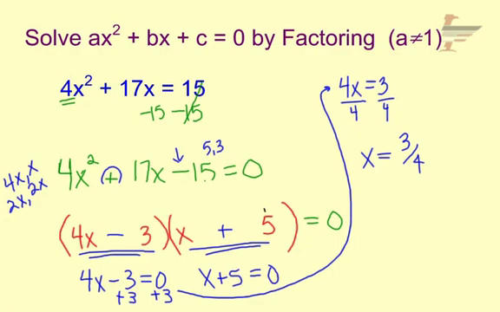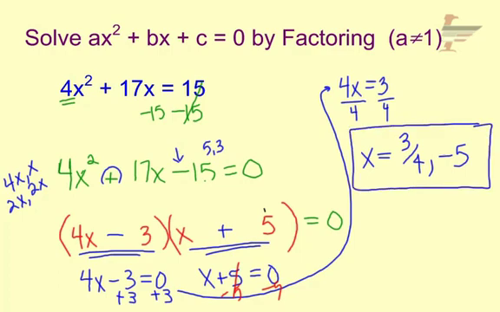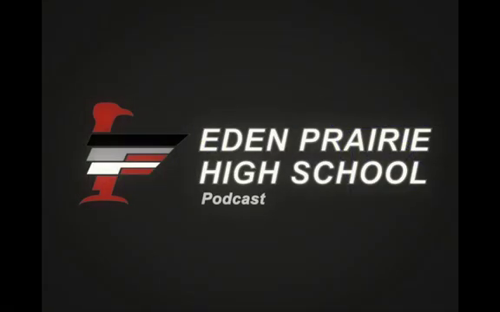Now, this x plus 5 equals 0. Just real quick, if we subtract 5 from both sides, that will solve for x. So my other answer is negative 5. So when you solve by factoring, you have to factor first. Well, get everything equal to 0, factor it, and then set up your little equations so you can solve for x.